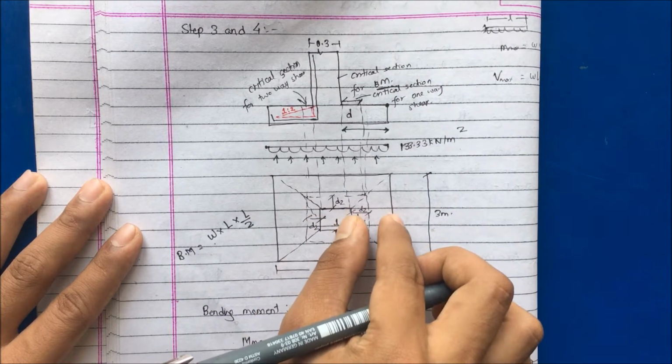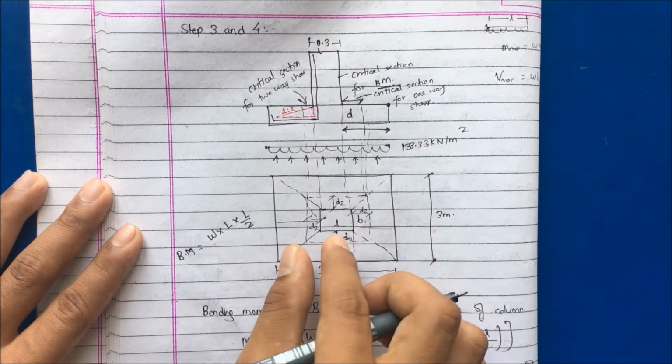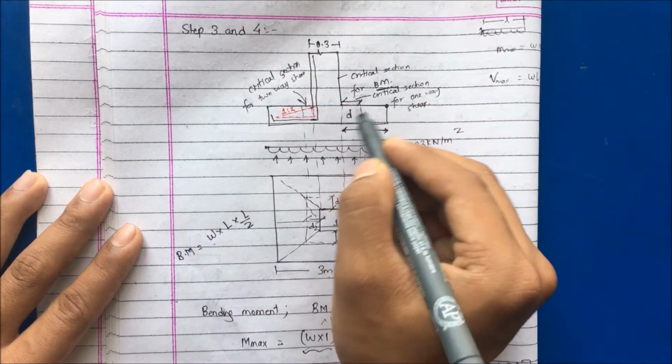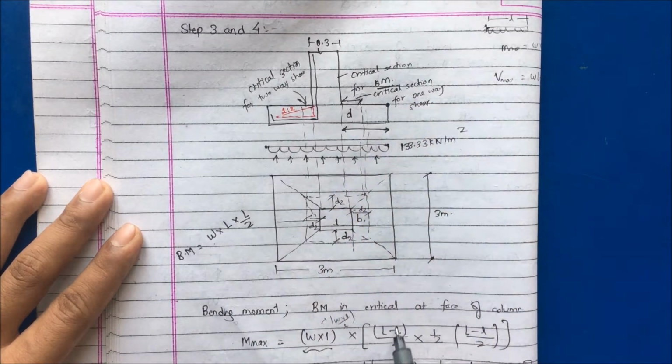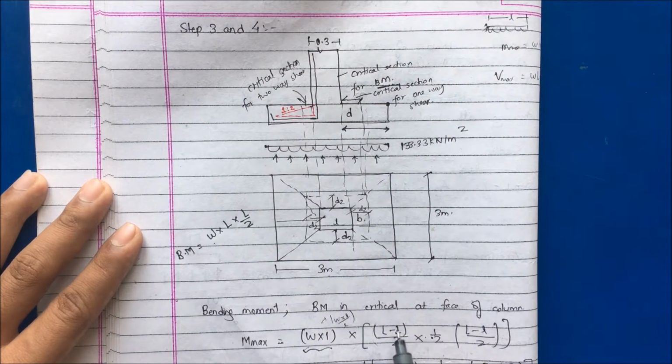So we'll get this. L minus l is this much length, and divided by 2 we'll get this. So the critical section for bending moment is this portion, so l into l divided by 2. I hope you get it. This is the length.